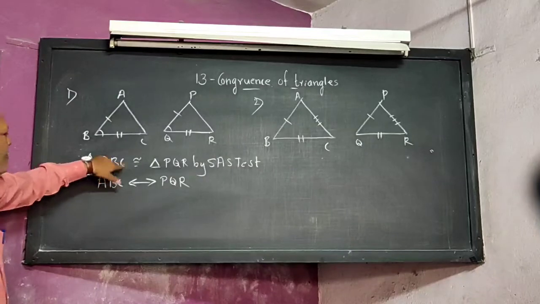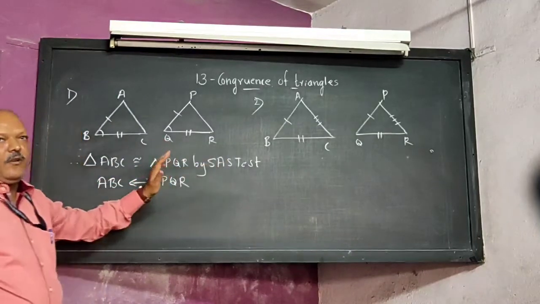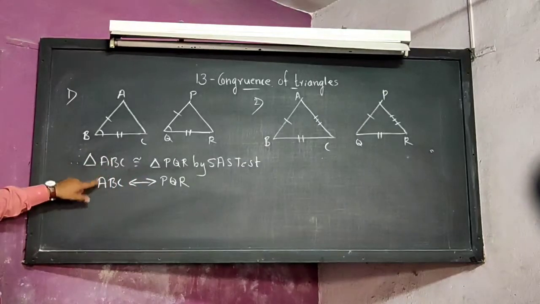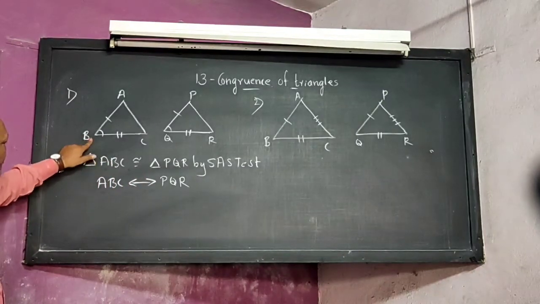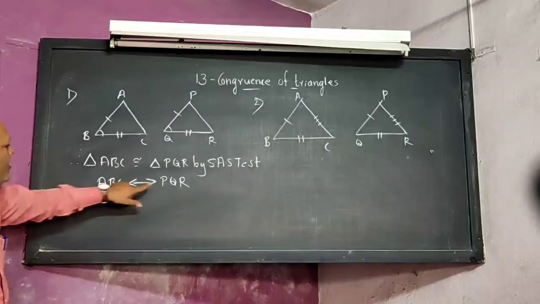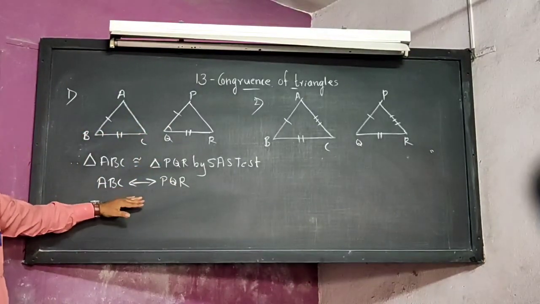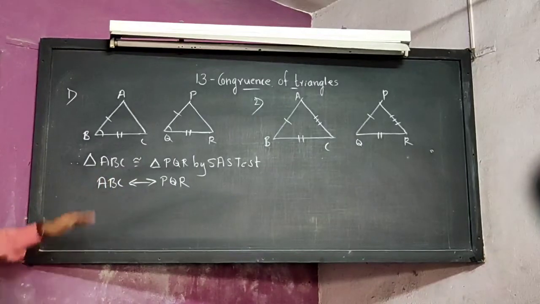When we are writing the test, we can write the triangle name in any form. But when we are writing one-to-one correspondence, we have to see the vertices. That means here B is coming in the middle, B is congruent to Q. So here B is congruent to Q. The alphabet we have to see properly, and then only we have to write the one-to-one correspondence. I hope all of you understood. This was the first one.